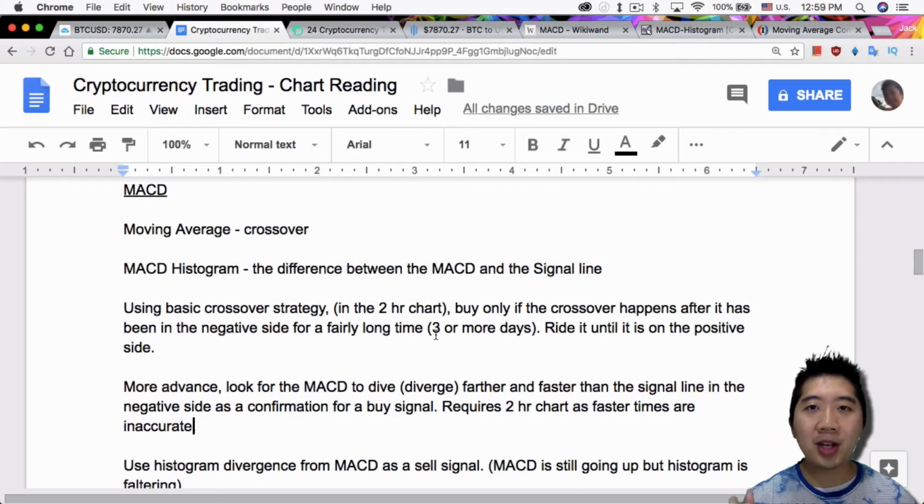And let's go into the basic strategy that Philicon uses with the MACD. So the main idea is that using basic crossover strategy in a 2-hour chart, buy only if the crossover happens after it has been on the negative side for a fairly long time.